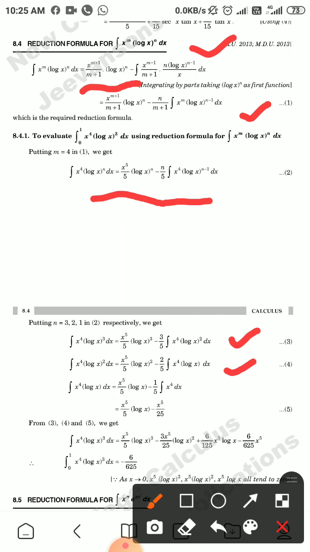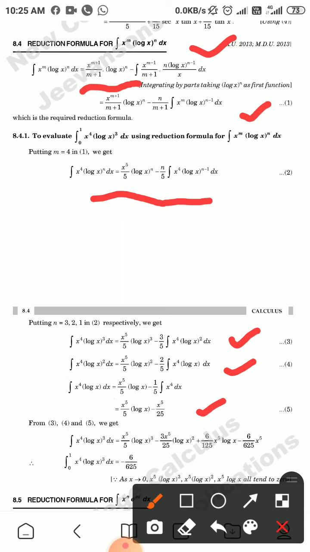And in relation number 4, the integral x raised to power 4 log x dx is evaluated by the above reduction formula, putting n is equal to 1: x raised to power 5 by 5 log x minus 1 by 5 integration x raised to power 4, and integration x raised to power 4 is evaluated as x raised to power 5 divided by 5. This becomes number 5.